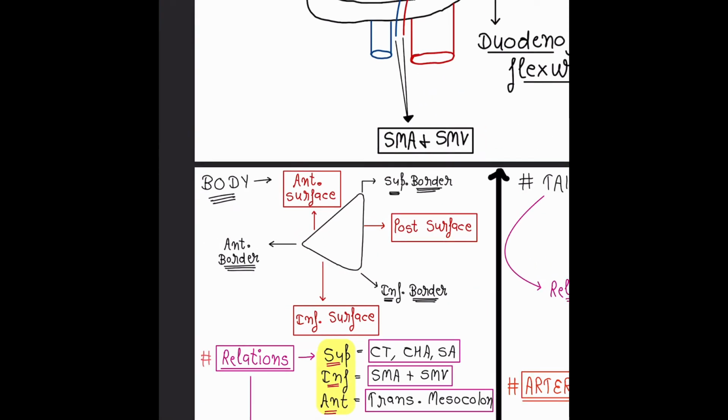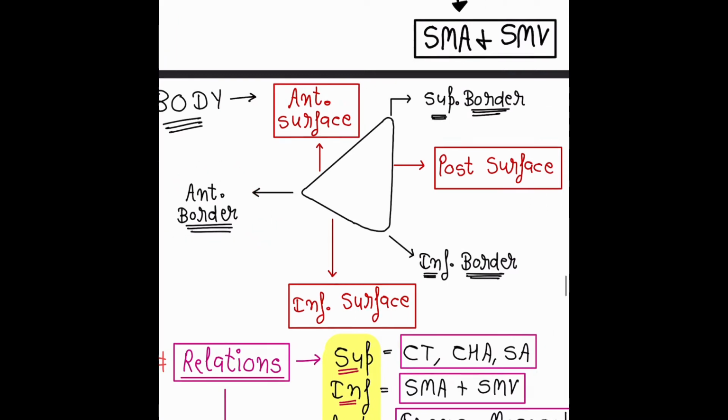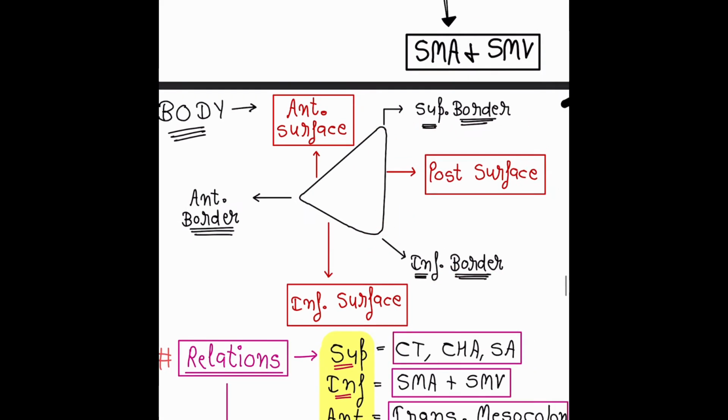Now it has majorly 3 borders and 3 surfaces. The border facing anteriorly will be called the anterior border, of course, the superior border we have here, and here lies the inferior border. Okay, now in between you'll have the surfaces.